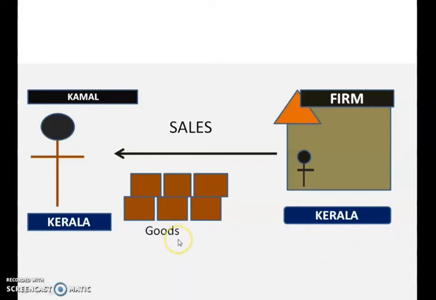Now let us see the third problem or the third case. In this case, you can see one person named Kamal. Kamal is from Kerala and this firm is also situated in Kerala. Tell me which type of transaction is taking place here? Intra-firm. But now it's not a purchase but it is a sales.